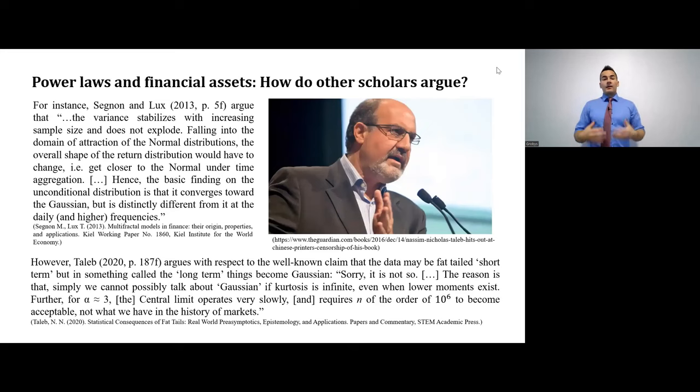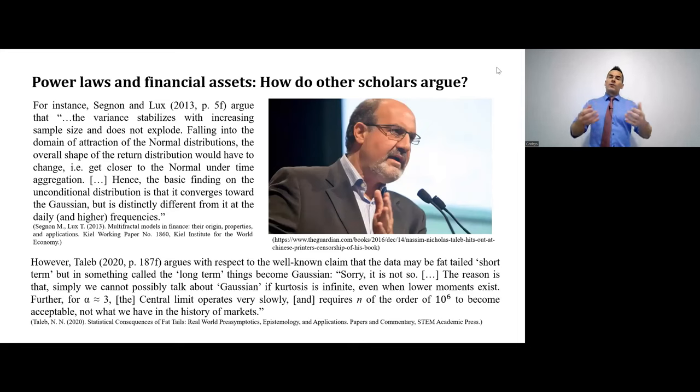On the other hand, Nassim Taleb, in his book entitled On the Statistical Consequences of Fat Tails, published in 2020, argues with respect to the well-known claim that the data may be fat-tailed in the short term, but in something called the long term, things become Gaussian. He argues as follows: sorry, it is not so. The reason is simply that we cannot talk about Gaussian if the kurtosis is infinite, even when lower moments exist. Further, for alpha roughly equal to 3, the central limit theorem operates very slowly and requires n of the order of 10 to the power of 6 to become acceptable, not what we have seen in the history of markets.